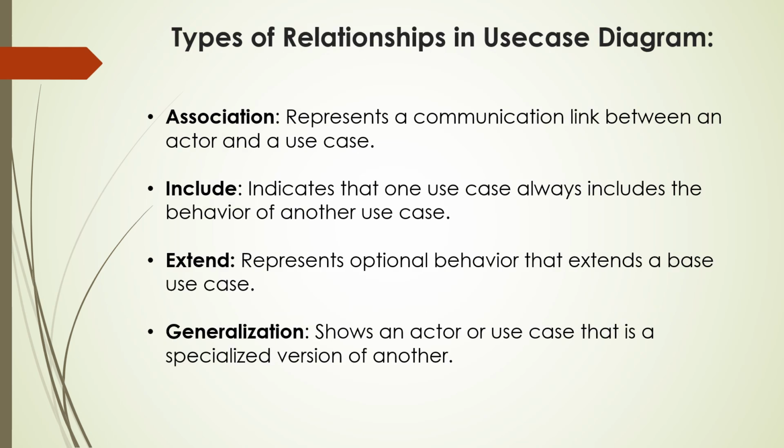Types of relationships in use case diagram. Association, it represents a communication link between an actor and a use case. Include, it indicates that one use case always includes the behavior of another use case. Extend represents optional behavior that extends a base use case. Generalization shows an actor or use case that is a specialized version of another.